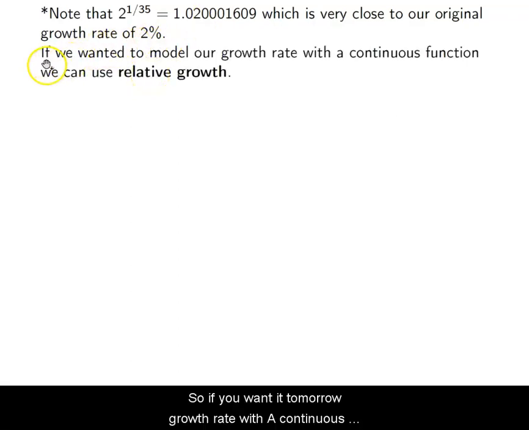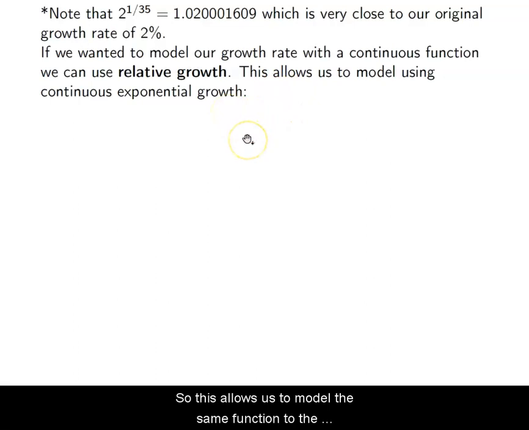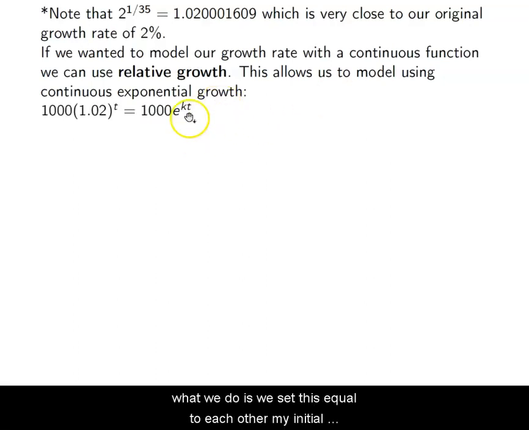Right? So if we wanted to model our growth rate with a continuous function, we can use what's called the relative growth rate. So again, for continuous growth rate, that's when you have a base of e, right? If we have a base of e, that growth rate we call the relative growth rate. So this allows us to model the same instance, but with a base of e, a continuous function. So what we do is we set this equal to each other.